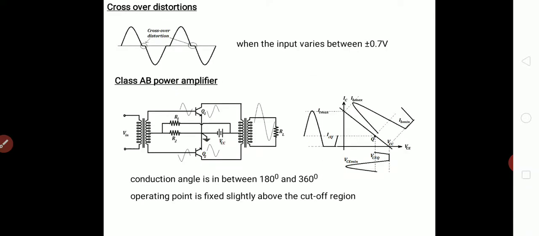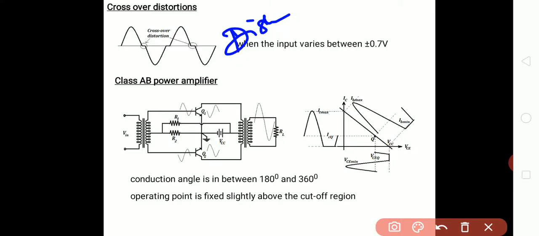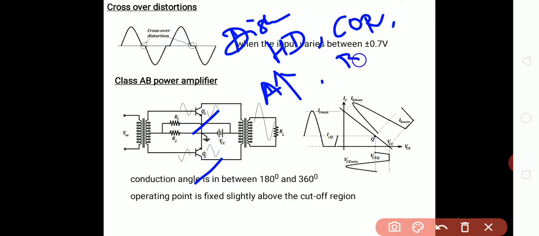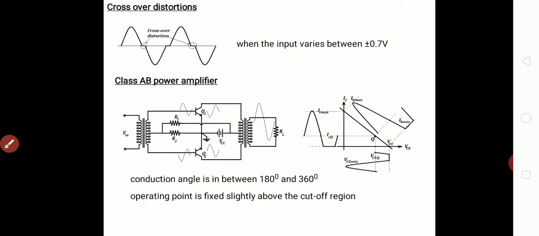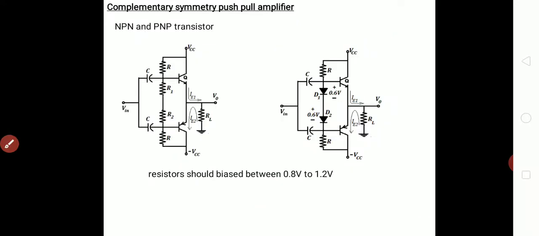So under the discussion of our class AB power amplifier, of course the distortions are completely zero because it is a push-pull arrangement. We don't have harmonic distortions, and because the operating point is located slightly above the cutoff region, there will not be any crossover distortions. But the efficiency is somewhat higher than class A, but it is less than class B. So the efficiency got reduced. So in order to maintain that efficiency, we'll go with another arrangement known as the complementary symmetry power amplifier.